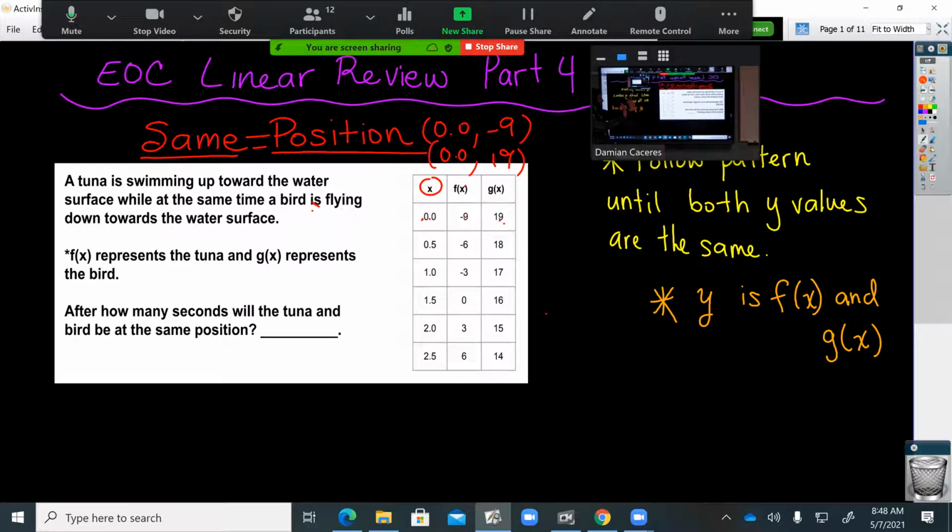You with me? So instead of putting two separate tables with the same X values and then separating them, they put them all together in one. Now, this is all I want you to do. Follow the pattern and extend this table further until both Y values are the same. So watch, let's continue the pattern all the way to 5 seconds.